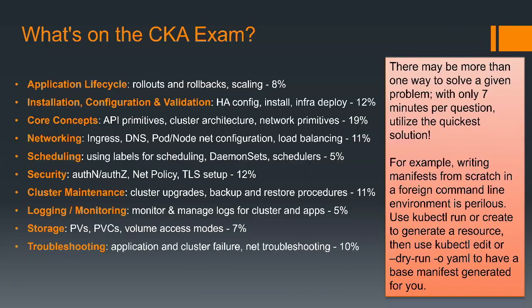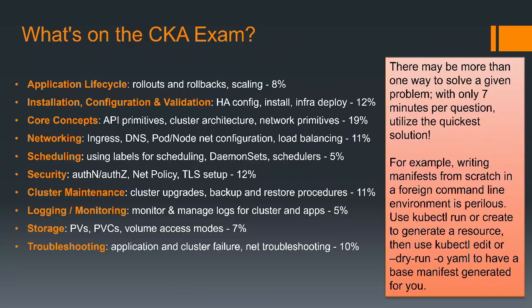Core concepts. Clearly, you need to be pretty strong here because this is 1/5 of the points essentially, right? It's API primitives, right? You need to understand the resources that are involved in Kubernetes, clusters and namespaces and all that sort of stuff, the architecture of the cluster, network primitives, CNI, all that sort of stuff. And then on the specific networking side, you have to have a handle on ingress, DNS, pod and node network configuration, load balancing, things like that. And you'll see some of these topics crop up in different areas, and that's because they're cross-cutting, right? Networking concepts are core concepts, but they're also obviously specific to networking. So hard to say exactly which categories things might show up in, but you kind of get the idea.